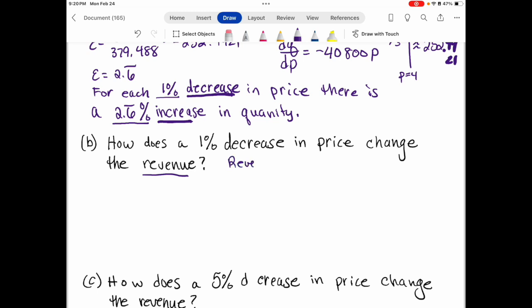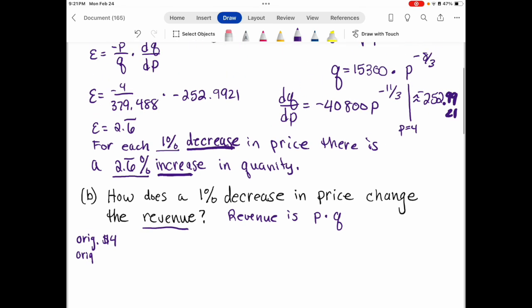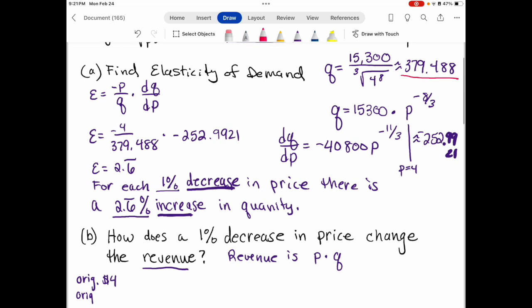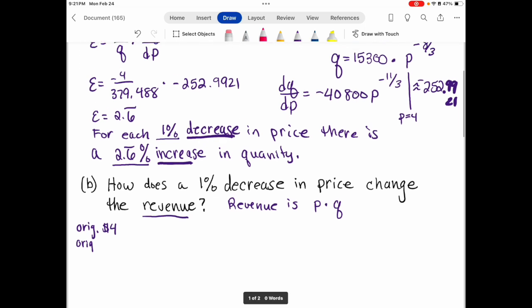Well, we know that revenue is whatever the price is times the quantity, right? It's the amount of money that you're taking in. If I say the original price is $4, and the quantity, remember up here, when P is 4, we got that this is our quantity. So that's our original quantity before everything started changing. So that's 379.488.